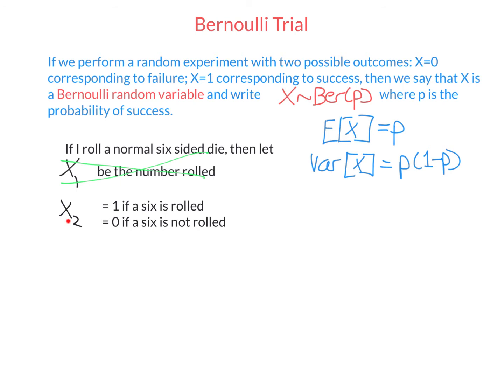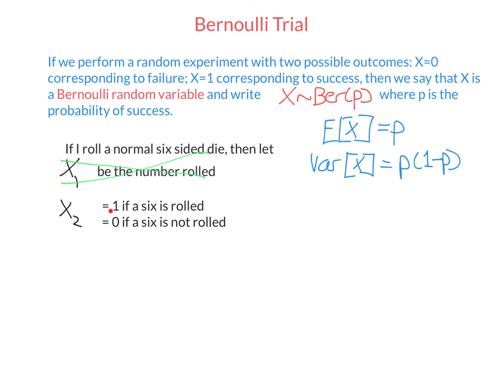However, this random variable, X2, is a Bernoulli random variable. If I let X2 be this random variable, it will take the value 1 if the number I roll is a 6. It will take the value 0 if the number I roll is not a 6. That's what a Bernoulli random variable looks like. In this case, rolling a 6 is like our success, and rolling something other than a 6 is like our failure. So if X is a Bernoulli random variable, the expected value of X is just p.